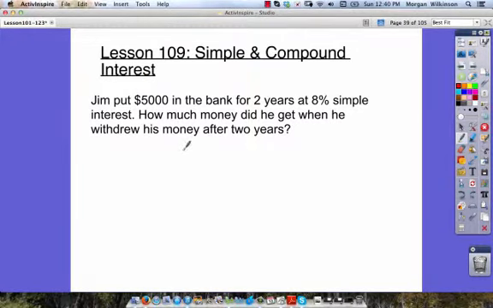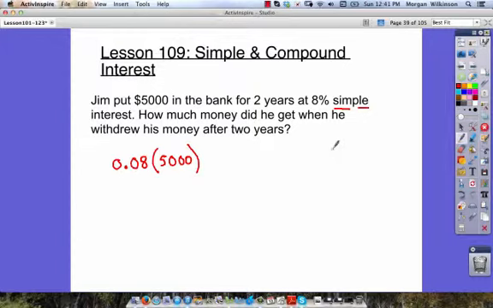Jim put $5,000 in the bank for 2 years at 8% simple interest. How much money did he get when he withdrew his money after 2 years? Simple interest just means we have to find out what 8% of $5,000 is, and do that twice, because it's for 2 years. So 8%, that's 0.08, times 5,000 is going to tell us how much interest he gets paid each year. Since it's simple interest, the amount will stay the same every year.